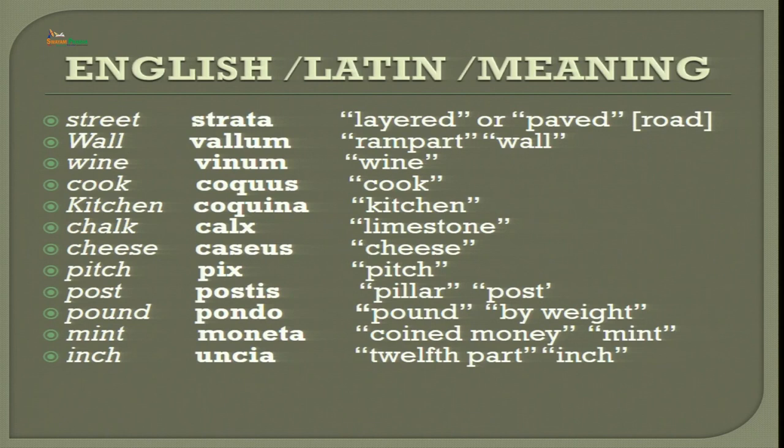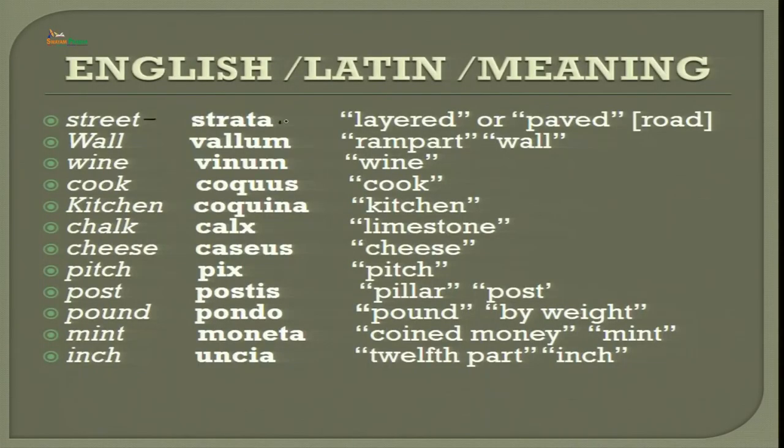Now we will move towards the whole table that I was talking about: street, strata; wall, vallum; vine, vinum; cook, coquus; then we have kitchen, coconut, chalk, calx; cheese, caseus; pitch, pix; post, postis; pond, pondo; mint, moneta; inch, uncia. I have already mentioned the Latin meaning along with that in the table. You can just go through it. They are still in our regular usage.